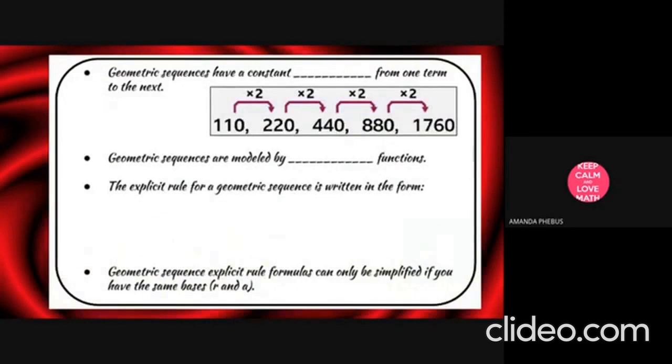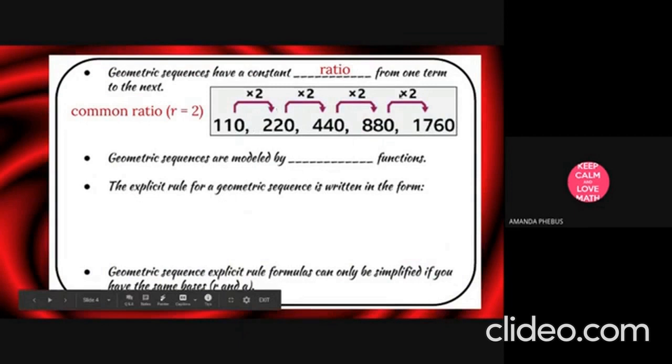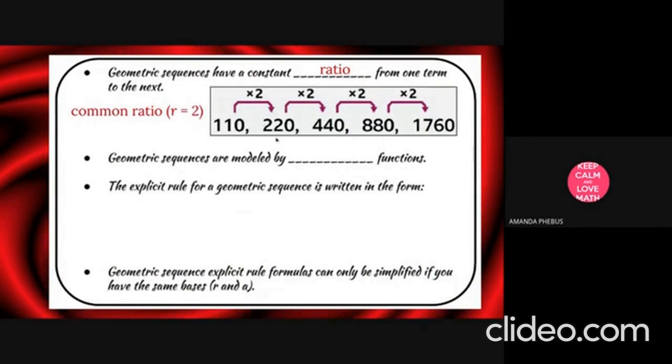Geometric sequences have a constant ratio from one term to the next. So you're either multiplying or dividing by the same number, and that's called a common ratio. And in this case, we're multiplying by 2 each time. Now, the common ratio can be a little bit more difficult to find versus the common difference. You can always find the common ratio if you take the second number and divide it by the first number, or you could take 880 and divide it by 440. That would get you 2 as your common ratio in this example.